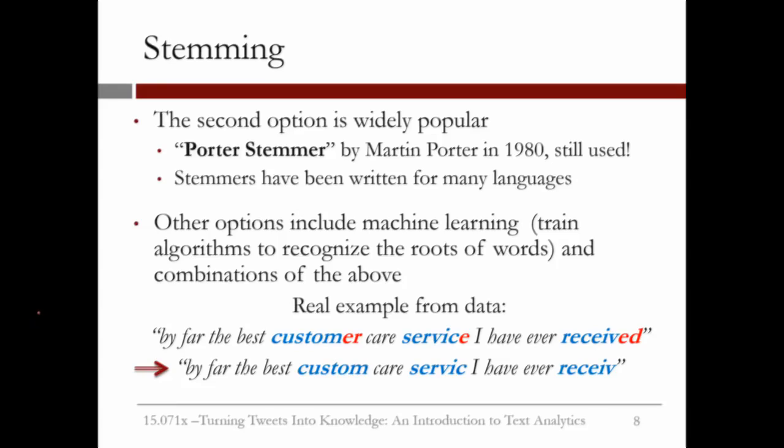Other options for stemming include machine learning, where algorithms are trained to recognize the roots of words, and combinations of the approaches explained here. As a real example from our dataset, the phrase, "by far the best customer care service I have ever received," has three words that would be stemmed: customer, service, and received. The ER would be removed in customer, the E would be removed in service, and the ED would be removed in received. In the next video, we'll see how to run these pre-processing steps in R.